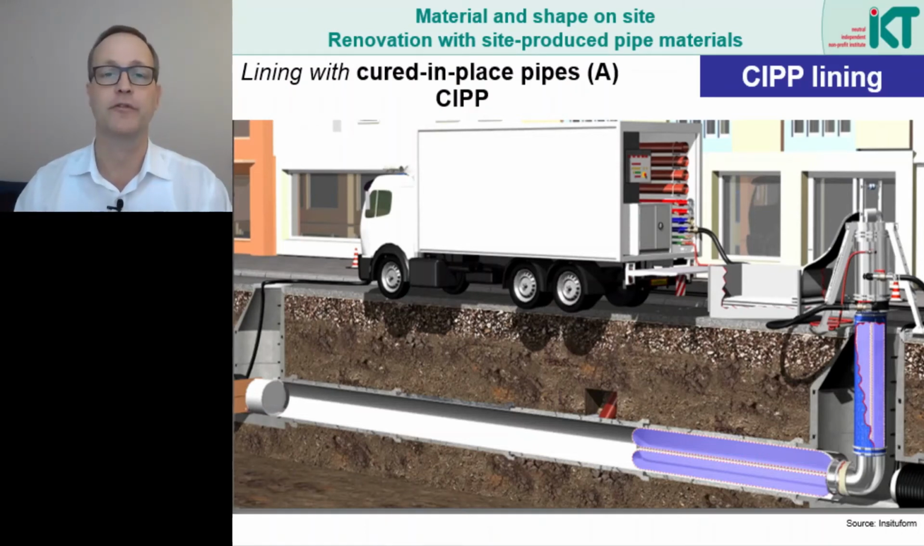This is also referred to as the pulling in method. Curing is then usually carried out using UV lamps that are pulled through the liner. Depending on the type of process, the carrier materials also differ. In the inversion process, needle felt liners are usually used. Since there is no friction, large diameters and long distances can be rehabilitated. In the pull-in method, glass fiber mats are usually used as the carrier material.